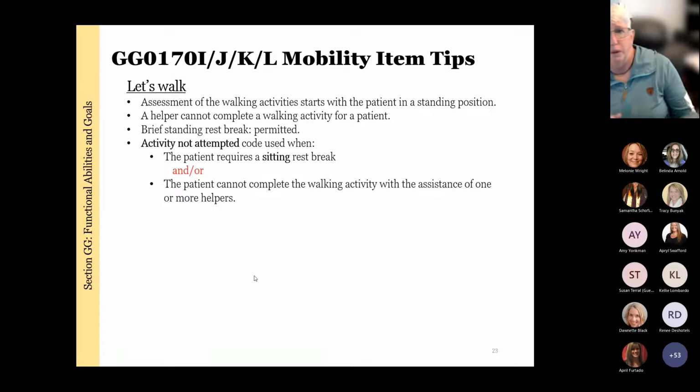Walking. You always want to start the assessment once the patient gets up to that standing position. So once they're up, then the clinician should start assessing them. So we don't worry about that transfer. Why? Because that transfer was another task, part of the GG0170 task of the actual sit to stand transfer. So we're not going to reassess that. Now, a helper cannot complete a walking activity for a patient. Unlike dressing or bathing or even stairs where someone can help, no one can help you. They can't complete the task for you. You either walk the distance or you don't walk the distance.